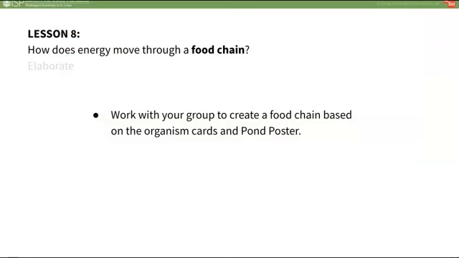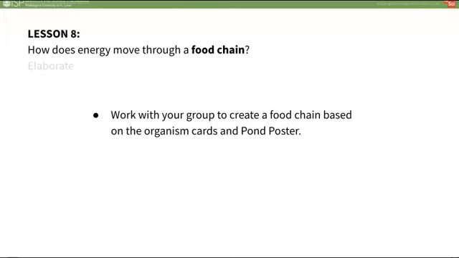In the elaborate portion of this lesson, students will use the pond posters to create food chains. Tell students, a pond is an example of an ecosystem in Missouri which contains both living and non-living parts. In this ecosystem, the organisms are consuming both living and non-living things, which will cause matter to be cycled and energy to be transferred throughout the ecosystem.